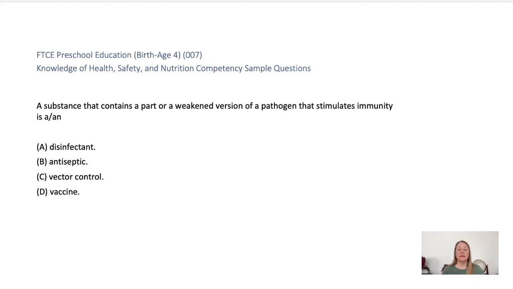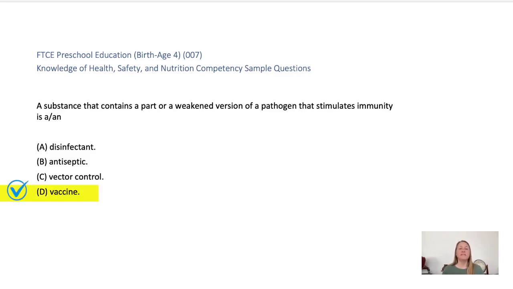A substance that contains a part or a weakened version of a pathogen that stimulates immunity is a(n): disinfectant, antiseptic, vector control, or vaccine. A, disinfectant, is incorrect. This is used to kill germs on surfaces, not for immunity. B, antiseptic, is incorrect. This prevents infection by killing germs on skin or wounds. C, vector control, is incorrect. This prevents the spread of diseases by managing carriers like mosquitoes, but doesn't stimulate the immune system.